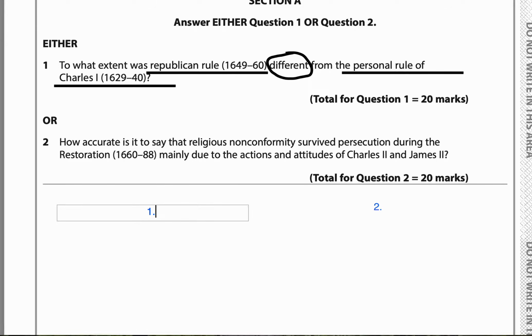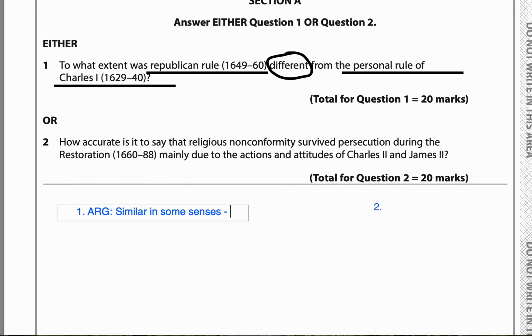I would strongly suggest that when you're planning your essays, start with your argument. I've got lots of other videos on exam technique that you can look at if you haven't seen those, where I talk about how to get an A star and how to write A-level essays. And I strongly advise you to start with your argument, because you should be linking to that throughout the essay. So for this question, to what extent was Republican rule different from the personal rule of Charles I, I would maybe argue here that they were similar in some senses.